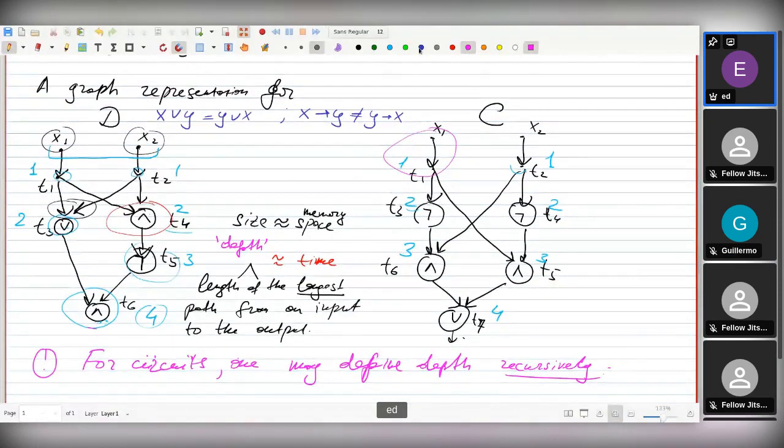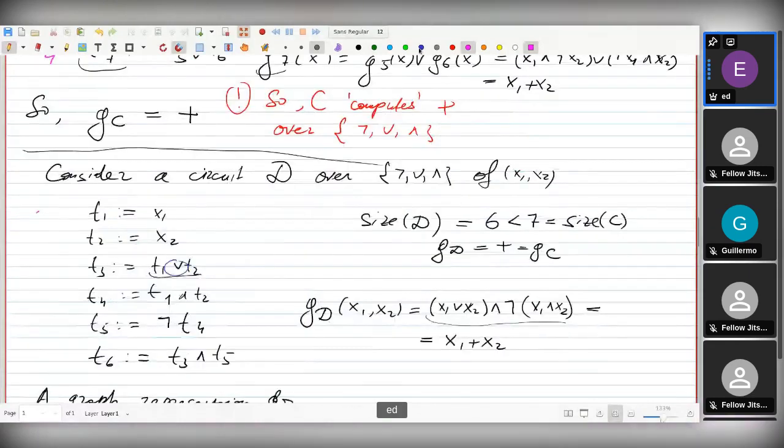And for D, x1, x2 are at depth 1. T3 is at depth 2. T4, 2 also. T5, not T4. T6, 4. You should add 1 to the maximal value of the depths of T3, which is 2, and T5, which is 3. So it will be 4.